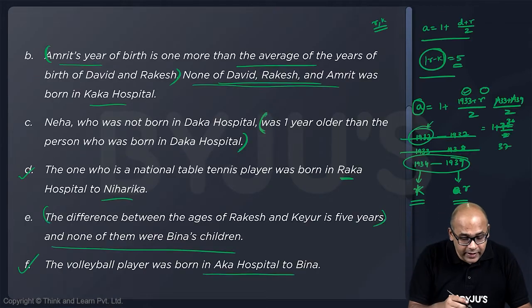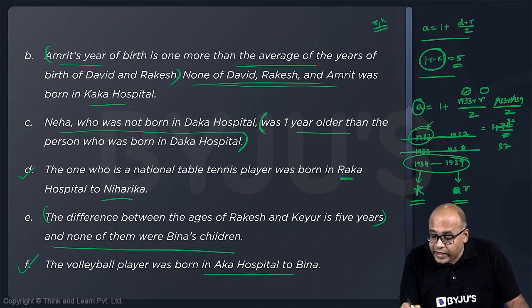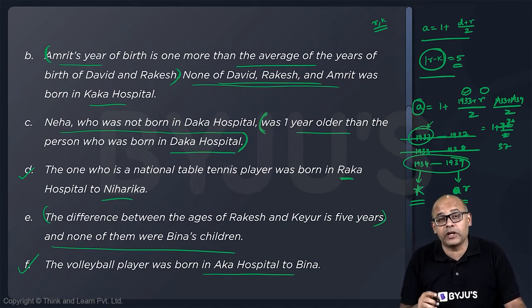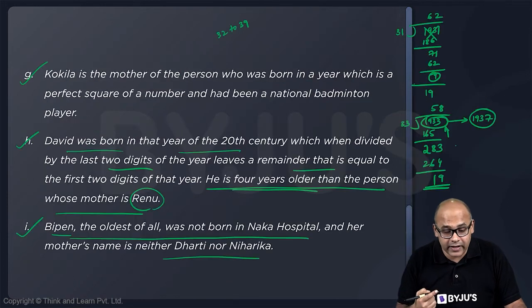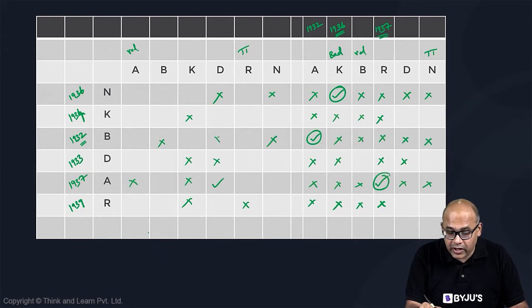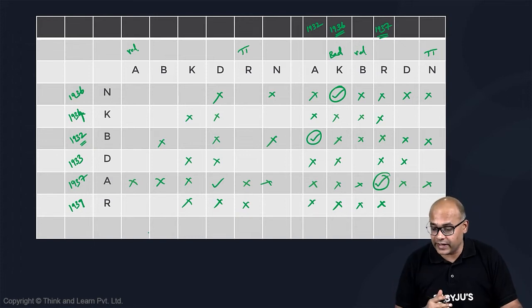And if you look at this statement, Neha was not born in Dhaka hospital but was 1 year older, which means the person who is born in Dhaka hospital should be in 1937. So who is 1937? Aka. So Aka is born in Dhaka hospital. So these are crosses. And these are also crosses. So you'll start filling in information like this.